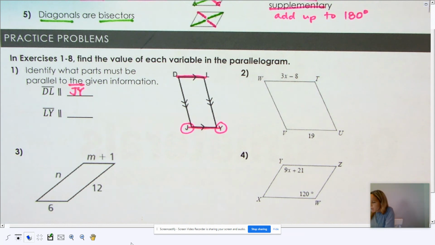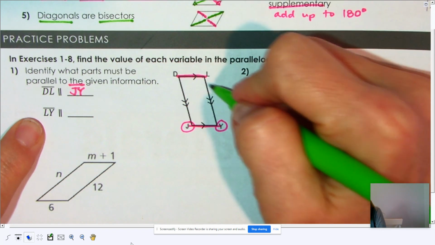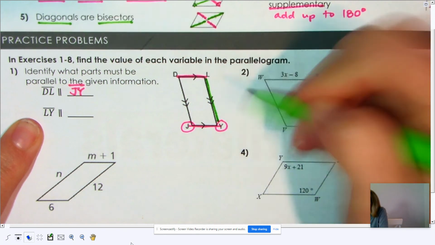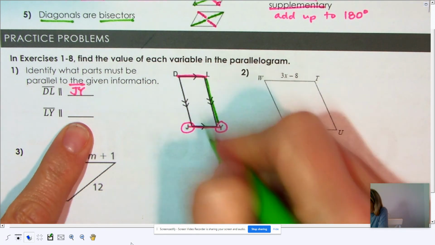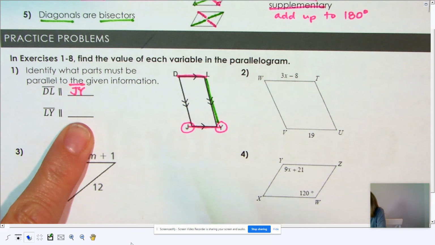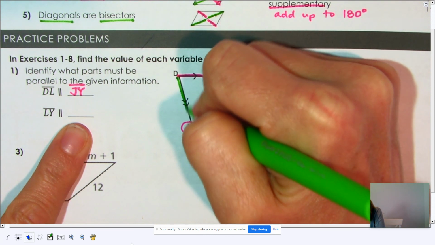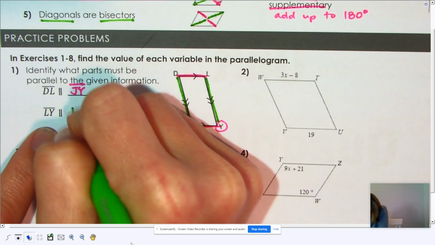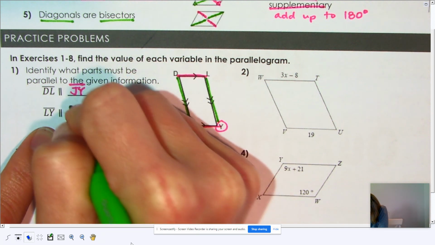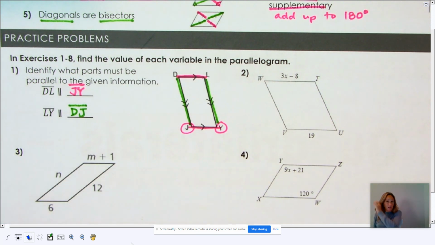Okay. Then if I'm looking from L to Y here, and it's asking what has to be parallel to LY in order for this to be a parallelogram? Well, it would be from D to J. So I'm just going to write DJ. And then remember, I put the little bar on top to show you that it is actually the line segment from D to J. Okay, question number 2.